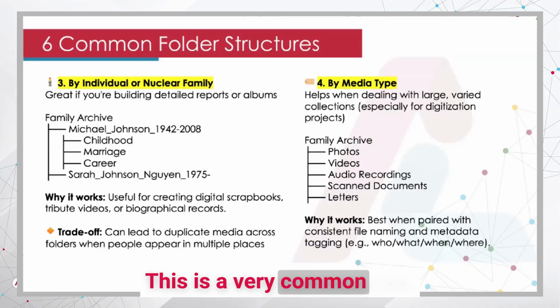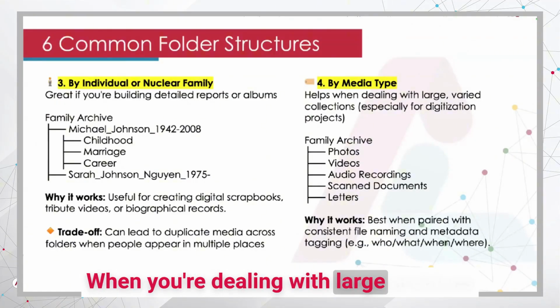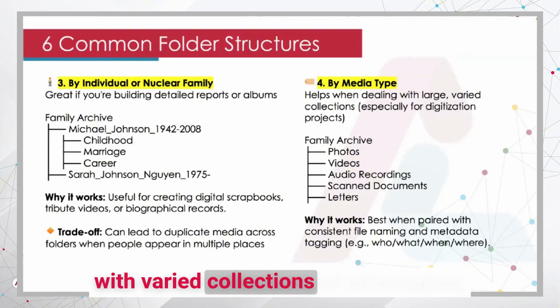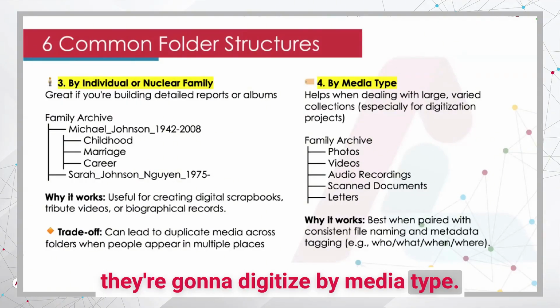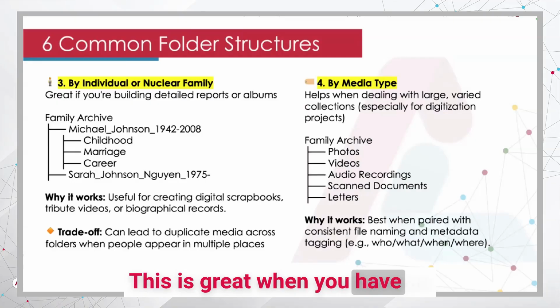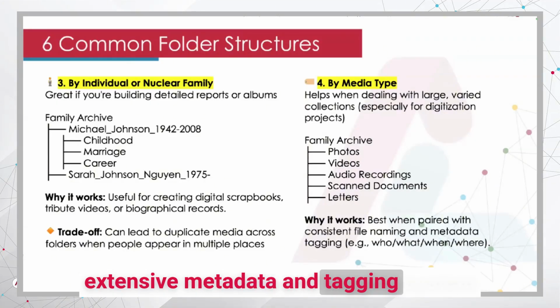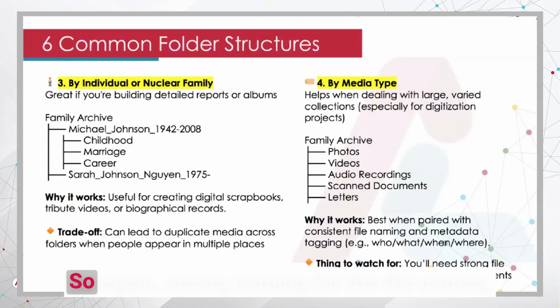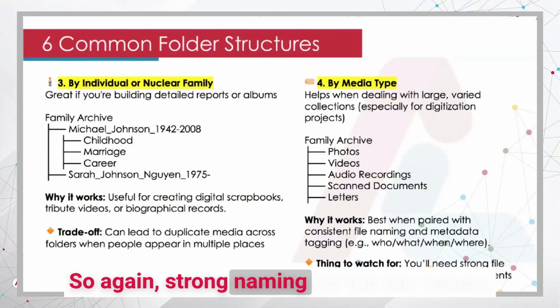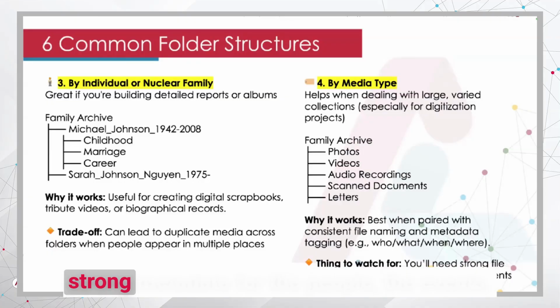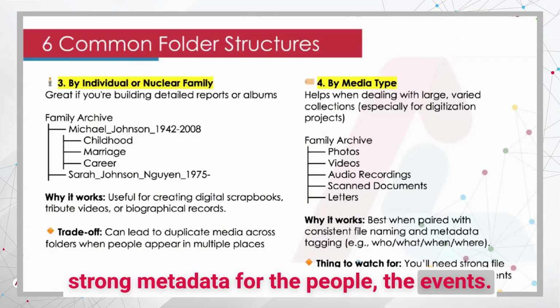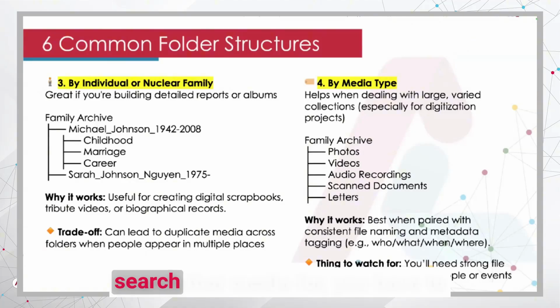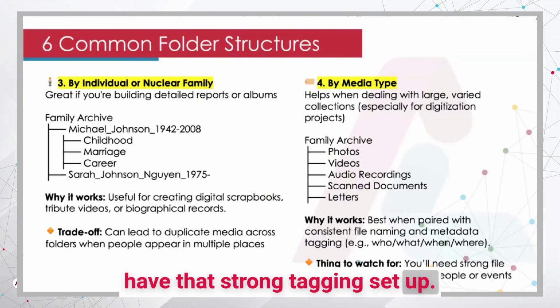The next one is by media type. This is a very common one when you're dealing with large archives with varied collections of information. They're going to digitize by media type. This is great when you have an extensive metadata and tagging system set up that has to be consistent. So again, strong naming for the file names, strong metadata for the people, the events, anything that you think you're going to search that media for, you have to have that strong tagging setup.